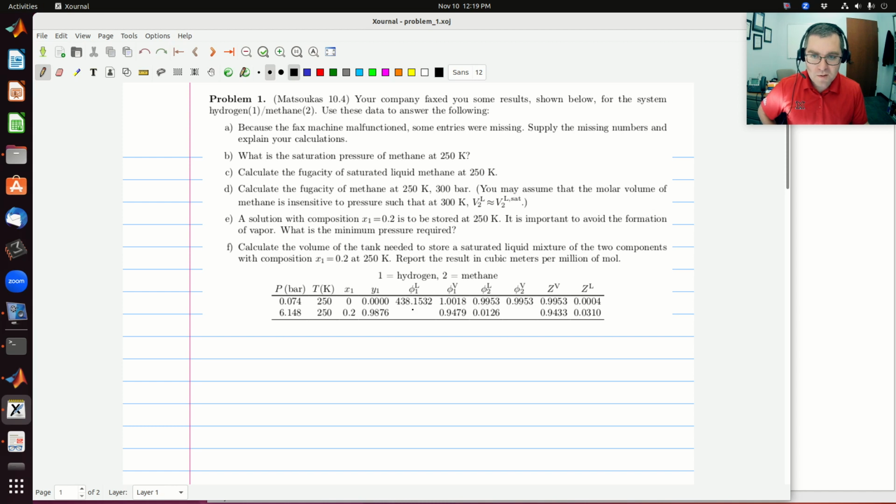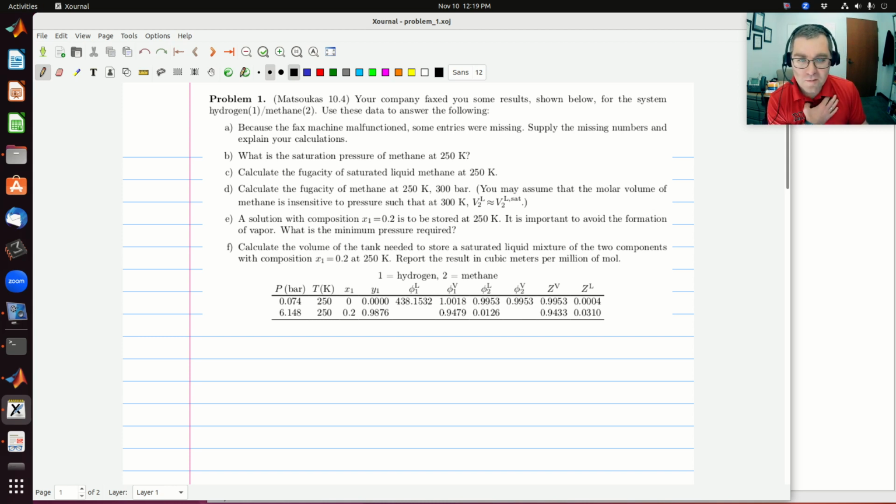All right, so what's missing is first we're going to need V1 of my liquid, in the second column. So V1 liquid is missing, and then also here V2 vapor for the second column. So how am I going to calculate it?